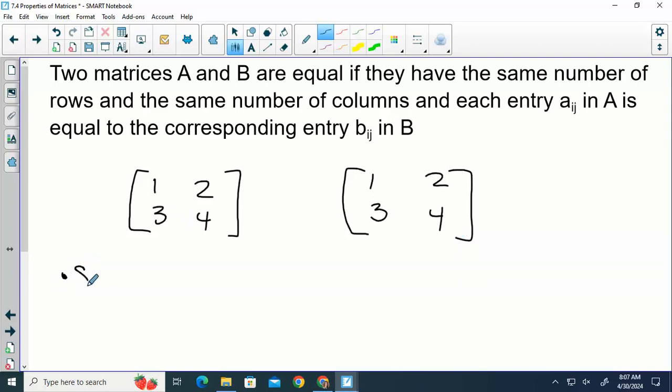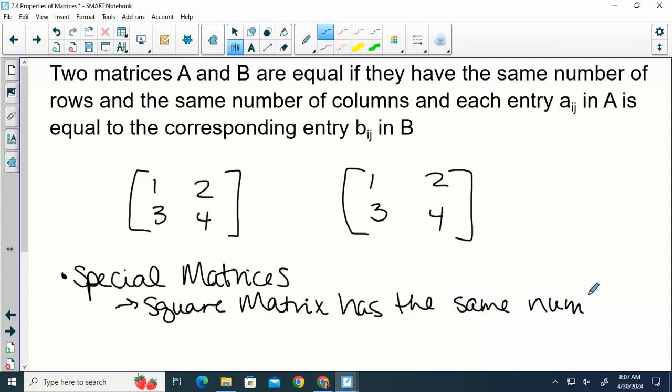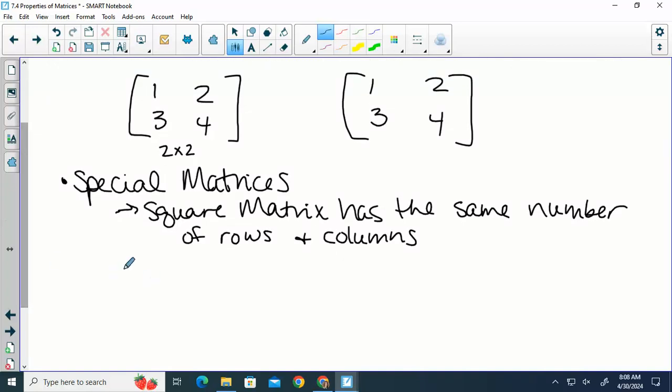Some special matrices that we might have. A square matrix has the same number of rows and columns. So this would be a square matrix because it's a 2 by 2, 2 rows, 2 columns. So that's square. 3 rows, 3 columns, and so forth.